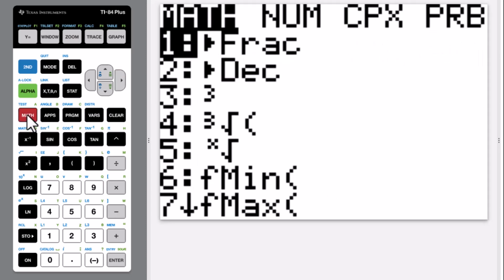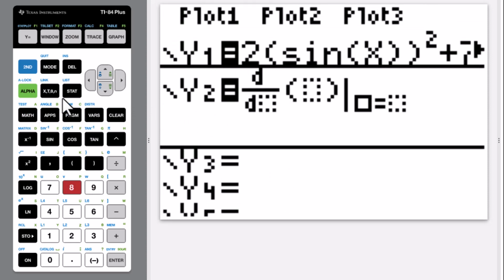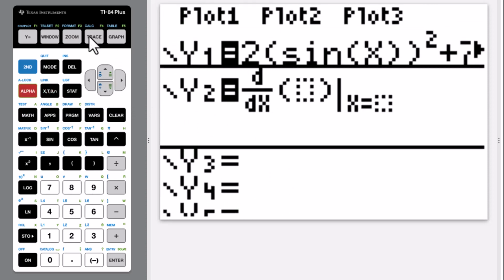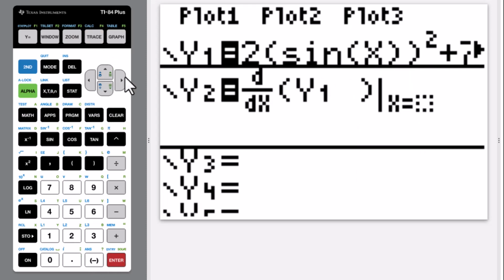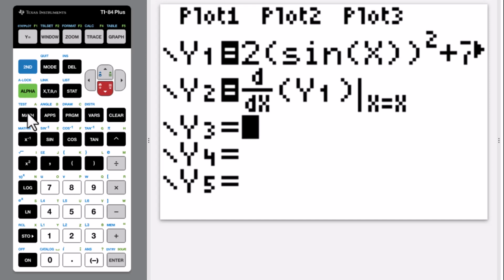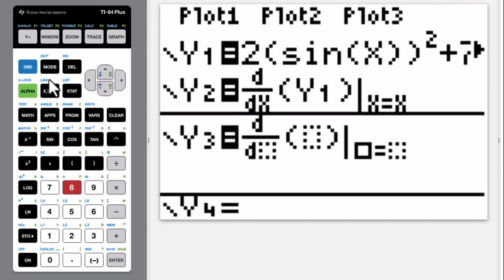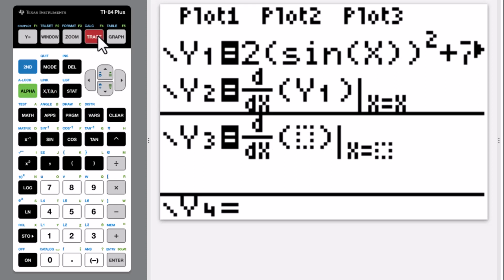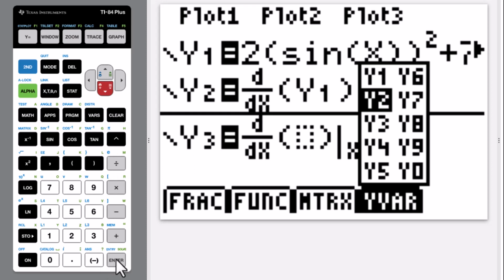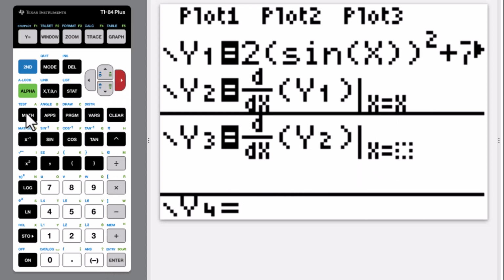For y2, math 8, x, alpha trace y1, x. For y3, math 8, x, alpha trace y2, x. Since we need to sketch the graph of f prime of x, we only need to highlight the equal sign for y2.